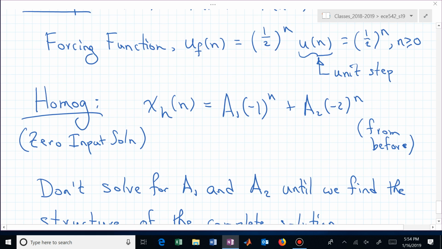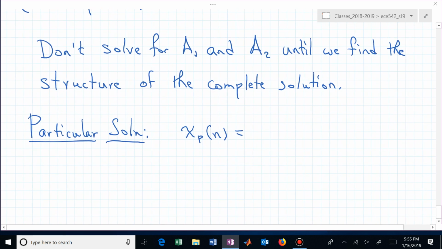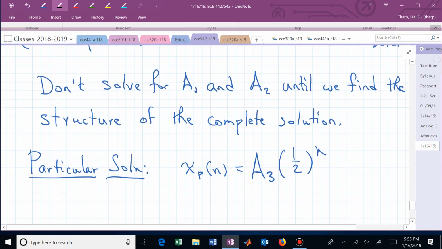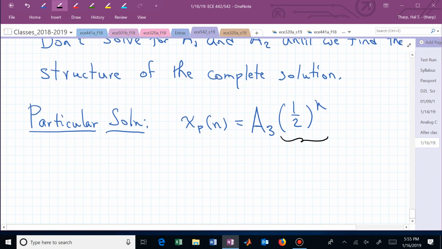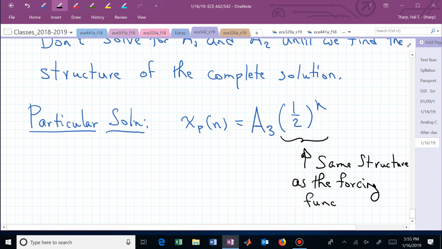We now expect our particular solution to have a similar structure. Let's say our structure for the particular is going to be A sub 3, 1/2 to the n, which is the same structure as the forcing function.